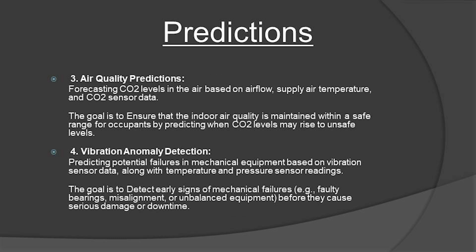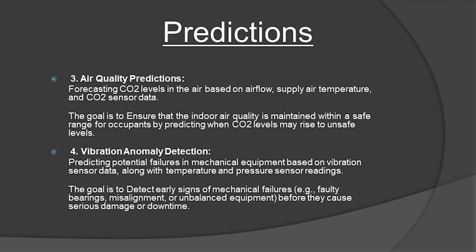Air quality predictions: forecasting CO2 levels in the air based on airflow, supply air temperature, and CO2 sensor data. The goal is to ensure that the indoor air quality is maintained within a safe range for occupants by predicting when CO2 levels may rise to unsafe levels.